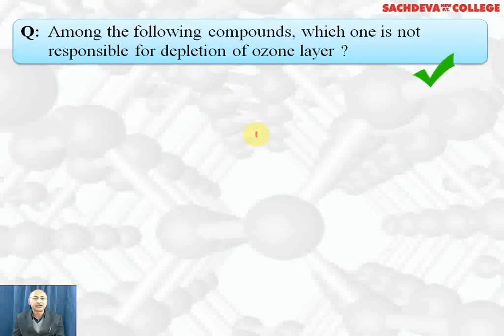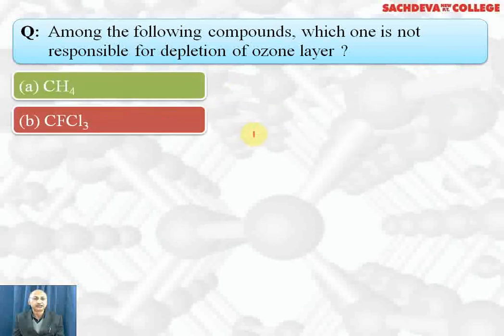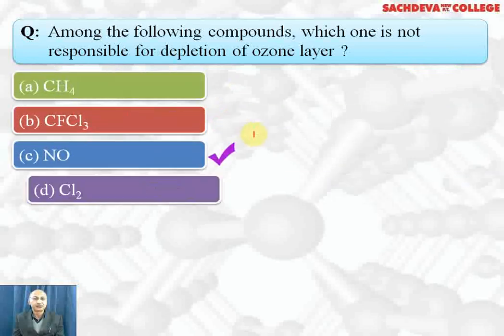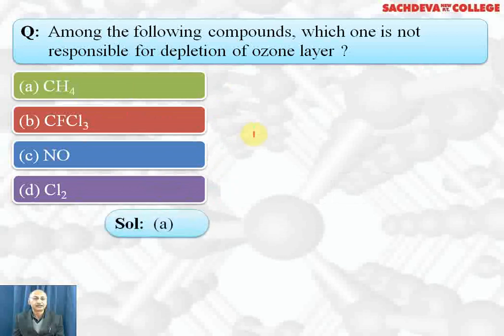Among the following compounds, which one is not responsible for ozone depletion? Methane, CFCl3, NO, chlorine. Correct answer is methane is not responsible. Rather, it helps in chlorine sinks.